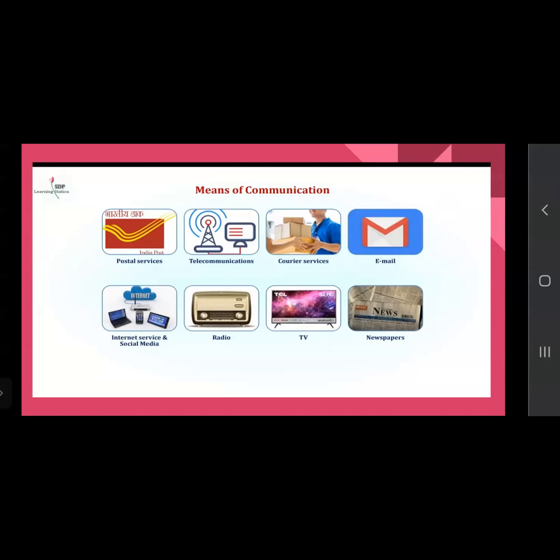Then internet services and social media. Everybody knows about internet services now. By the help of the internet, you can use different social media. Then radio. Previously, radio was used. Then came the TV. Newspapers have also been used from ancient times. So these are the different means of communication.